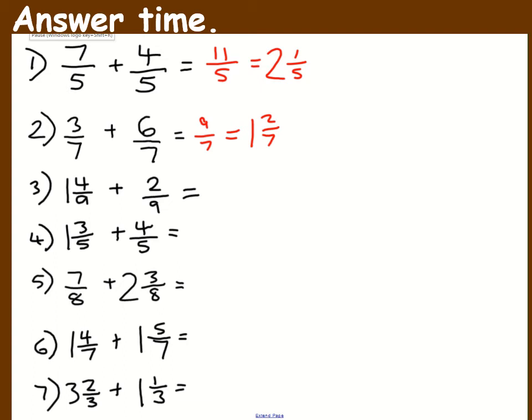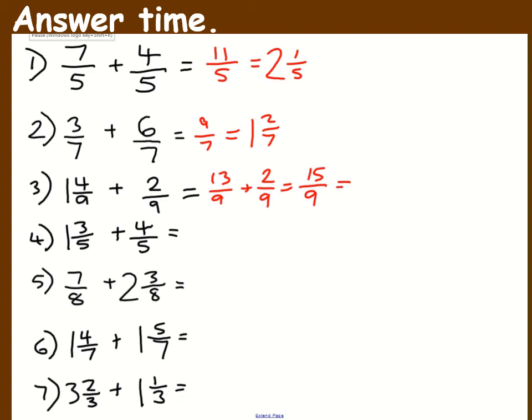It's 1 and 2 sevenths. Next up, we've got 1 whole, 1 and 4 ninths plus 2 ninths. Let's convert everything to ninths, shall we? So 1 whole is 9, plus 4, that's 13 ninths. And we're going to add that to 2 ninths, which gives us 15 ninths.